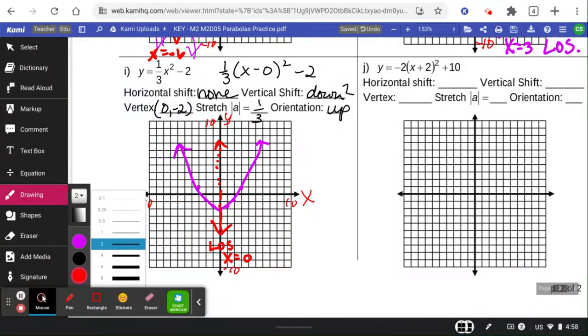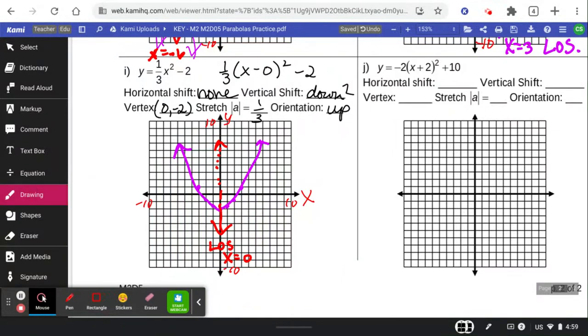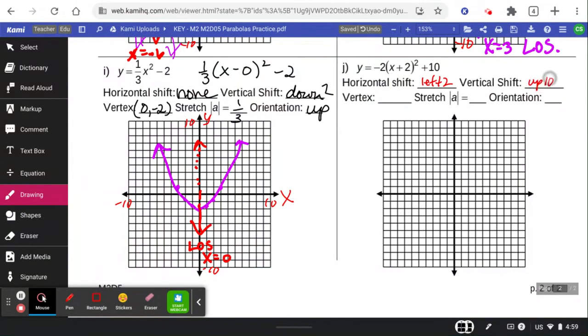Our last one, how'd you do? Pause it and try it. Okay, let's see how you did. Horizontal shift this time is a left 2. You got it. Vertical shift is an up 10. That means my vertex is at -2, 10. My stretch is 2. Remember, there's no negative there. My orientation is down. Label and scale.